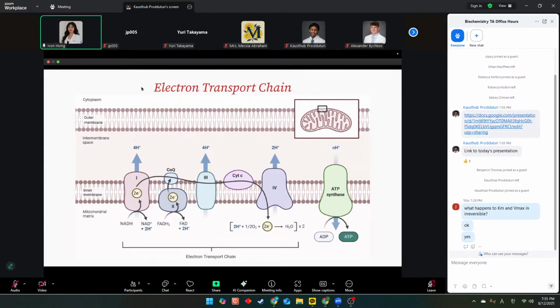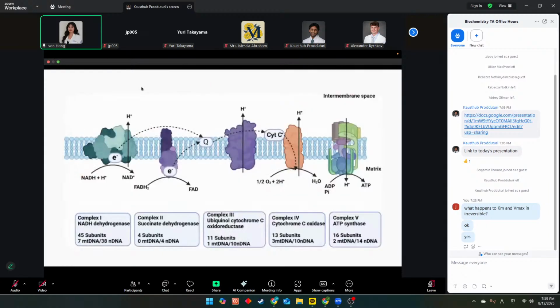Okay, next slide. This one is just the same diagram, except it has the names listed underneath. For the purposes of the exam, you should know the names of all the complexes, like succinate dehydrogenase is complex 2, and cytochrome C oxidase is complex 4. They might be referred to by their full names instead of just complex 1, complex 5. You can ignore all the other stuff. Just make sure that you know the names of these things.